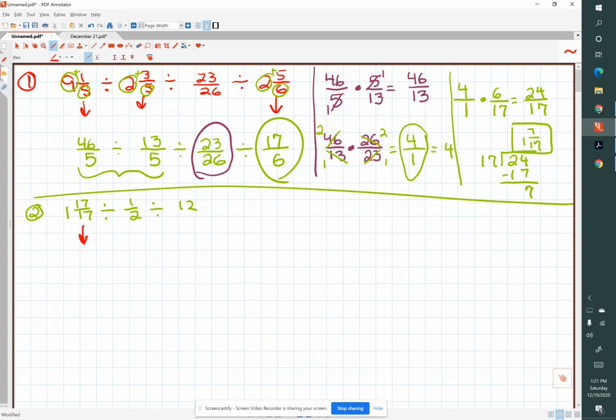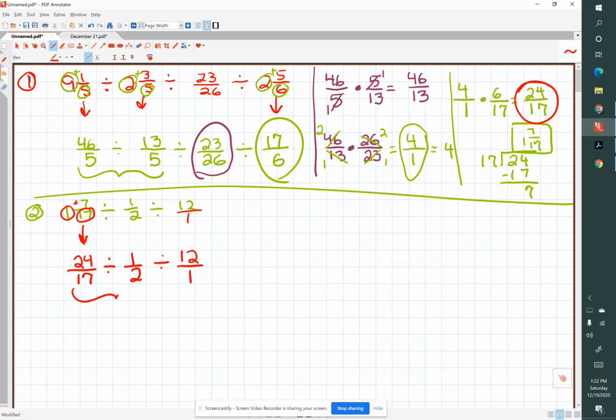So 1 and 7/17ths, well, we already know from our last problem that that is 24/17ths. Excuse me, that should be 7/17ths, not 17, okay. Because 17 times 1 is 17, plus 7 more is 24/17ths, divided by 1/2, divided by, and we're going to put this 12 over 1.